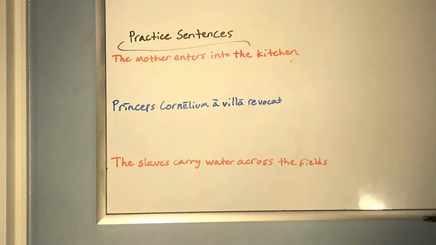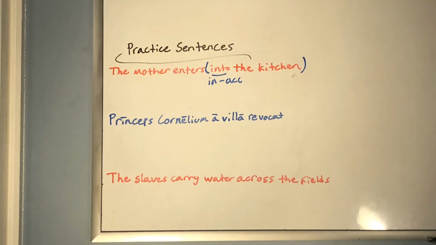So the first sentence: the mother enters into the kitchen. What I've done, and what I will do for all of the sentences hereafter, is bracket out the prepositional phrase so we know what it is. The prepositional phrase here is into the kitchen. Into is the English translation for the Latin preposition in. Since this is place to which, because the kitchen is the place to which the mother is entering, the kitchen will be in the accusative.